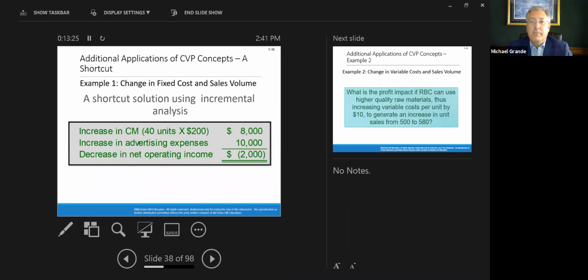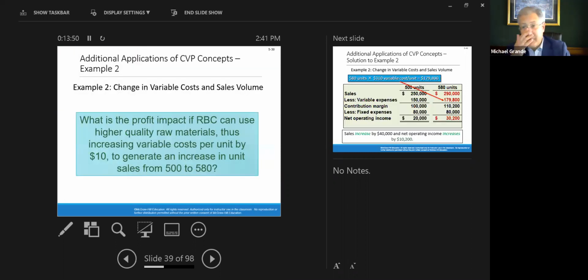A shortcut solution would have been as follows. There was an increase in contribution margin, right? There was an increase of 40 units. The contribution margin per unit is $200, so the contribution margin goes up by $8,000. Fixed costs go up by $10,000. You can see there's a decrease in net income of $2,000.